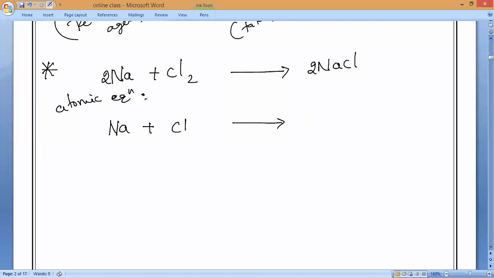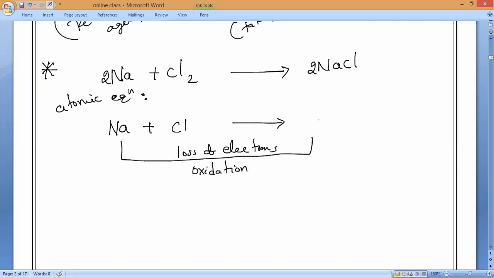Okay. So now you tell me, sodium is going to lose electrons or gain electrons? Sodium loses electrons. Do you understand, everybody? So loss of electrons, oxidation or reduction? Oxidation. Do you understand, everybody? Oxidation.